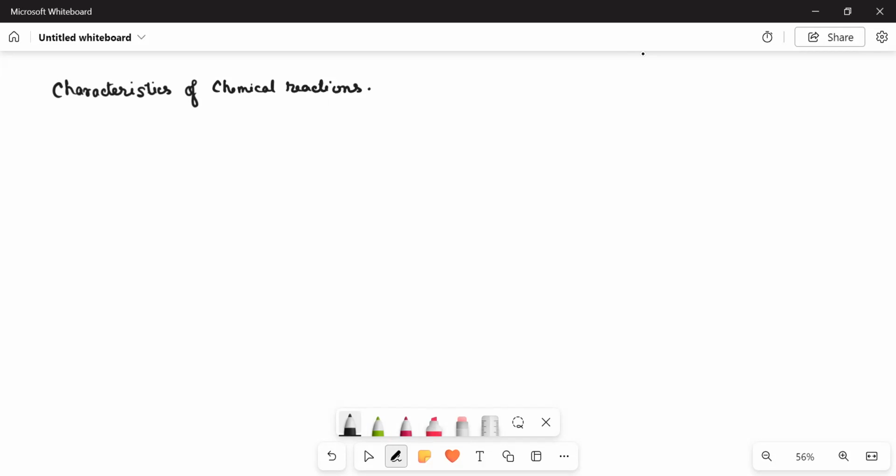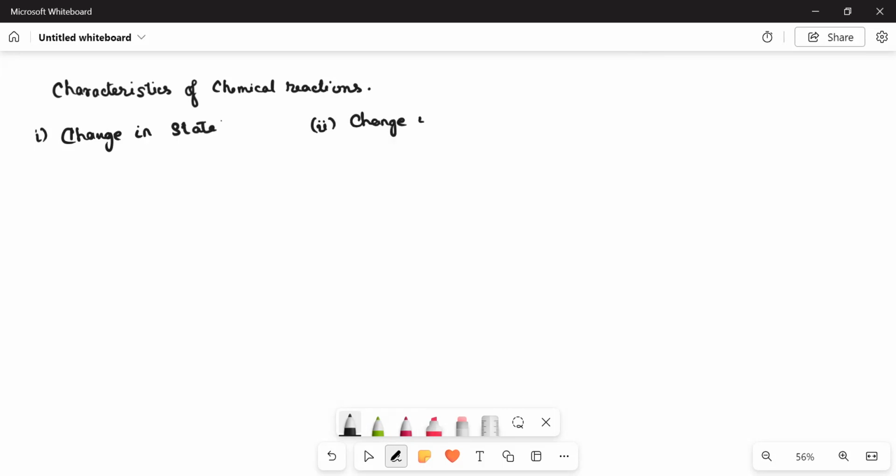So how do you know when a chemical reaction takes place? There are various ways by which we come to know whether a chemical reaction has taken place or not. First of all, number one, there will be a change in state. I'm going to write this down. There will be change in state. Second one is the change in color.